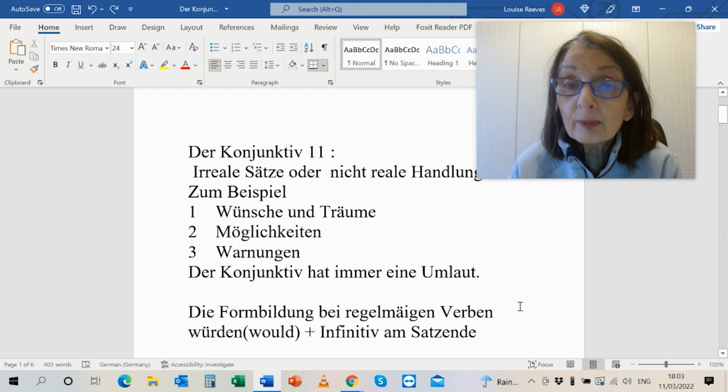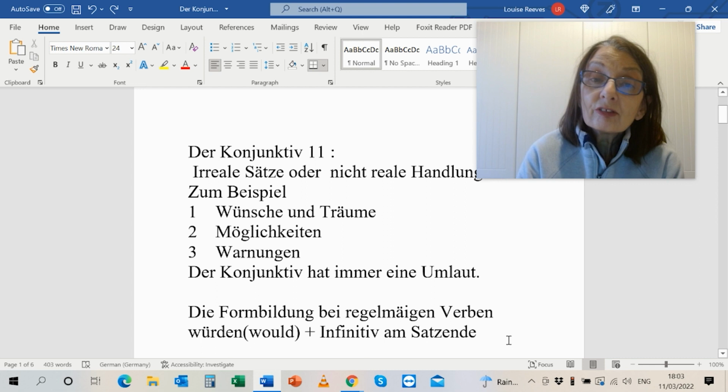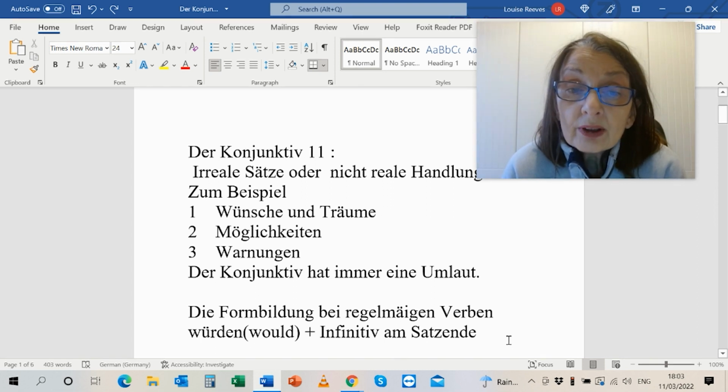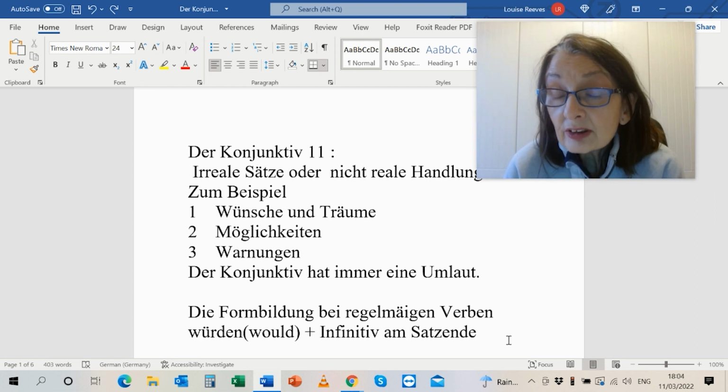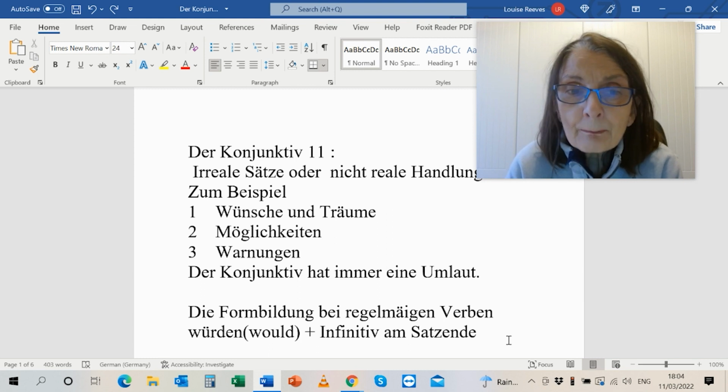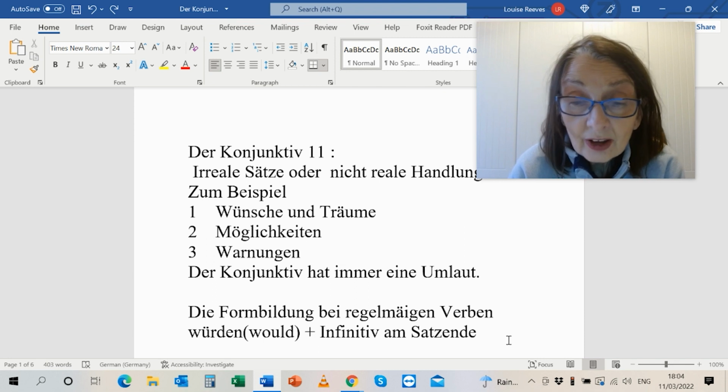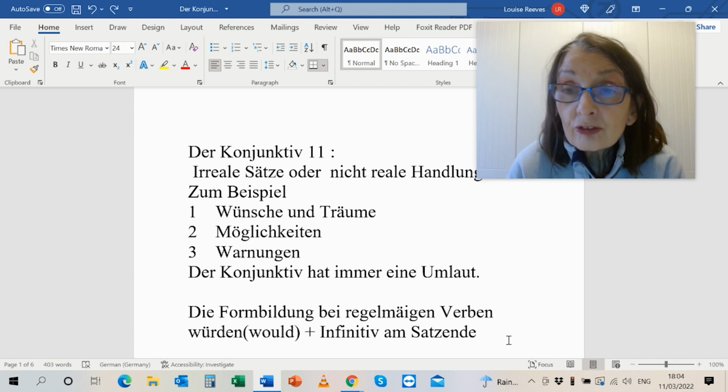Now, how do you form it? Die Formbildung bei regelmäßigen Verben. So this is würden plus Infinitiv am Satzende. Now, I would say that this is just like another helper verb, and würden comes from the verb werden, that's where it's home, the family. But you can see where the imperfect tense of werden is wurde, throw an umlaut onto the U and you've got würde. And just like werden puts the verb to the end, last week, if you saw my last video, then würden is doing the same.